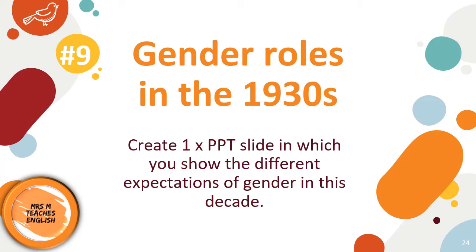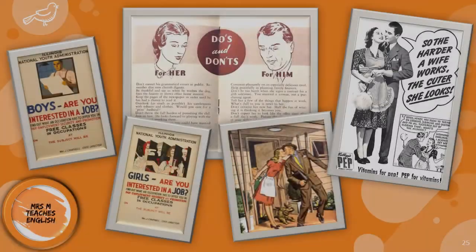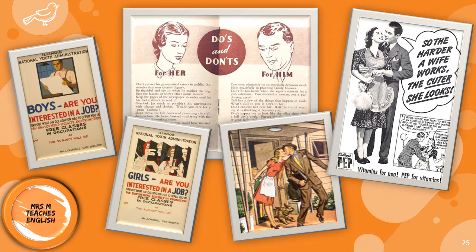Your slide for topic 9 must show the different expectations of gender in the 1930s. You are free to show the gender roles as you choose, as long as you follow the requirements of the rubric and link it to the 1930s in the United States.